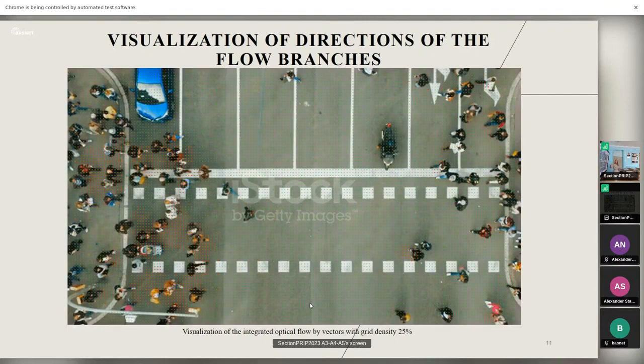Next, please. When we use high density in the grid, the vectors are small. You can see the vectors, and the grid covers mostly the whole screen, and it is easy to define any subgroups like this, like this, like this. This subgroup, etc.